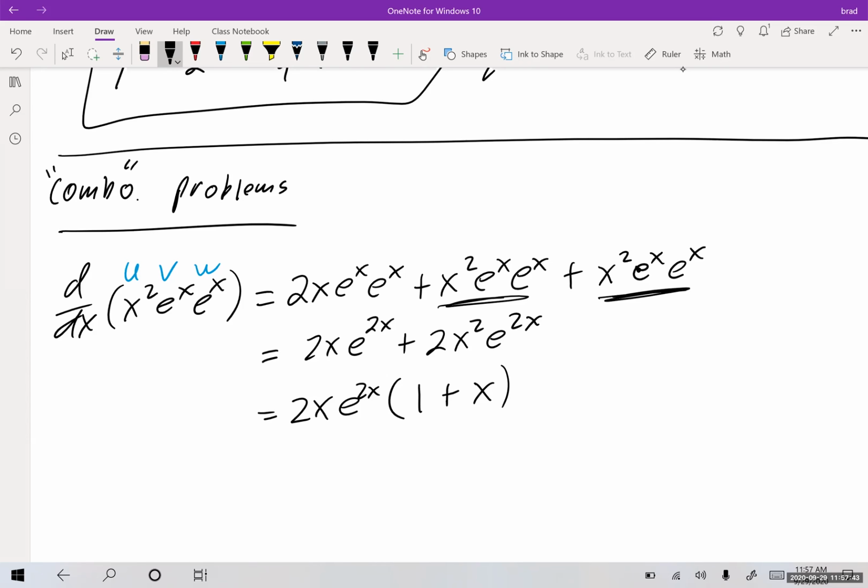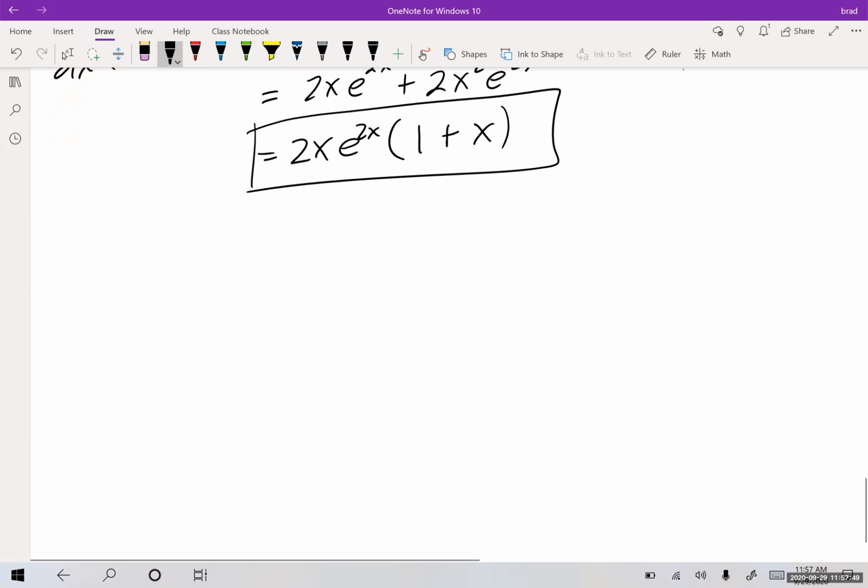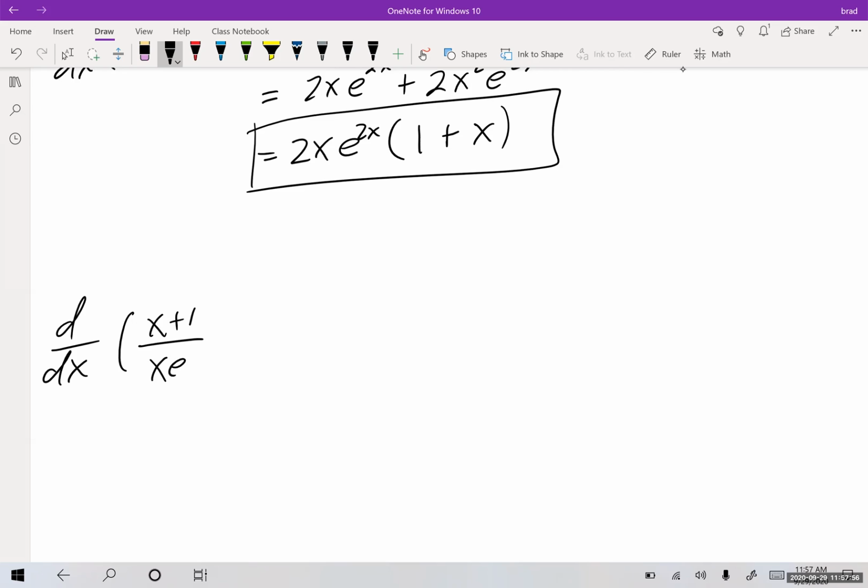Yeah, sounds good. Okay, so this is how you can do a triple product if necessary. Now I'd like you guys to give this one a shot. So pause the video once I finish writing this down. x plus 1 all over x e to the x. So pause the video and give that one a shot and think about what's messing this one up, what makes it a little bit harder than normal. Okay.